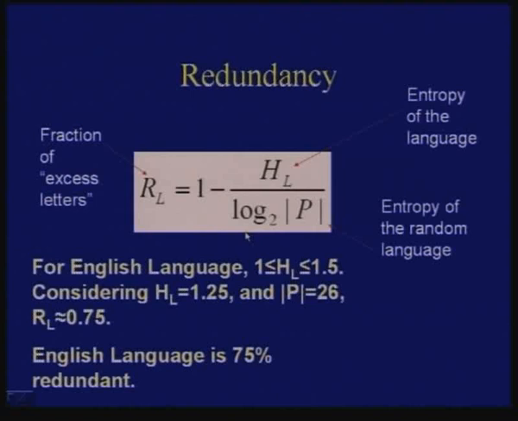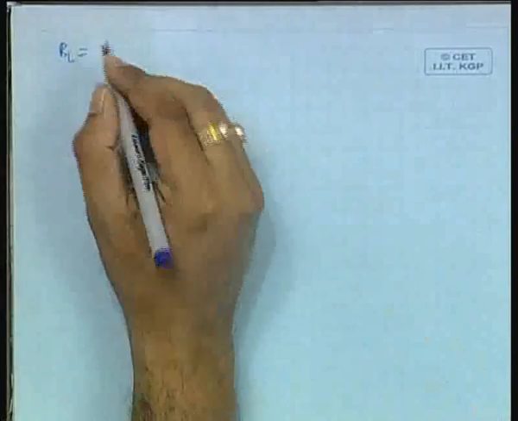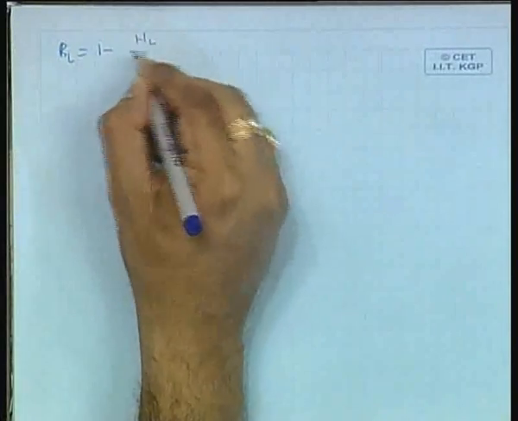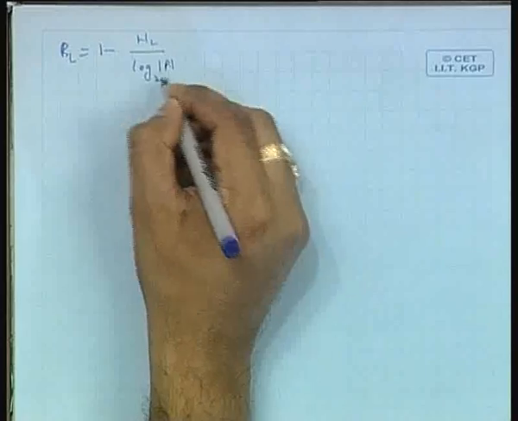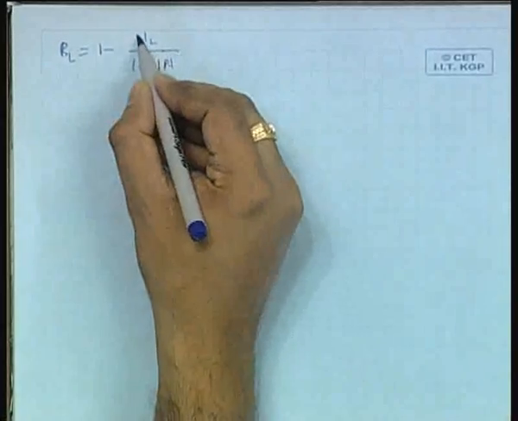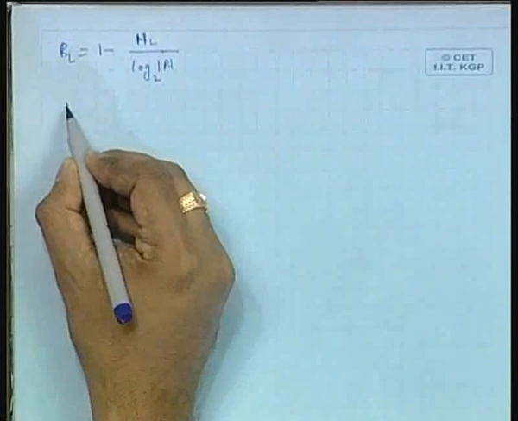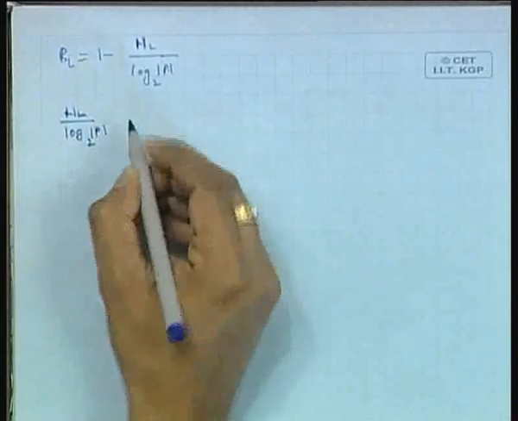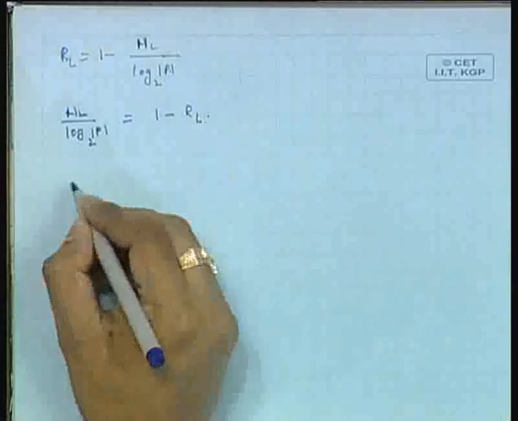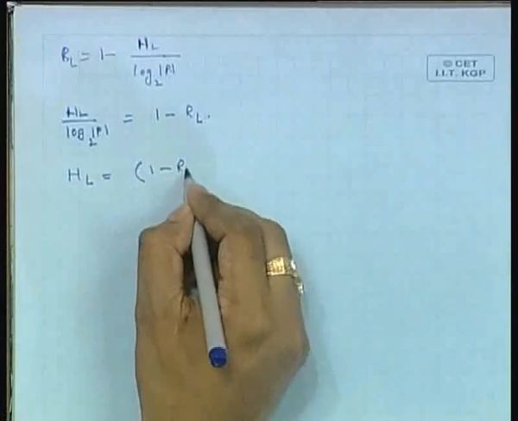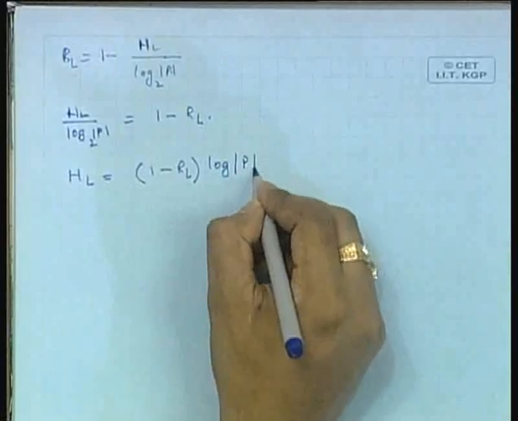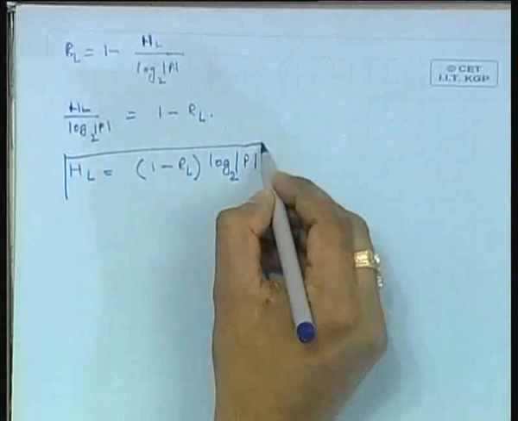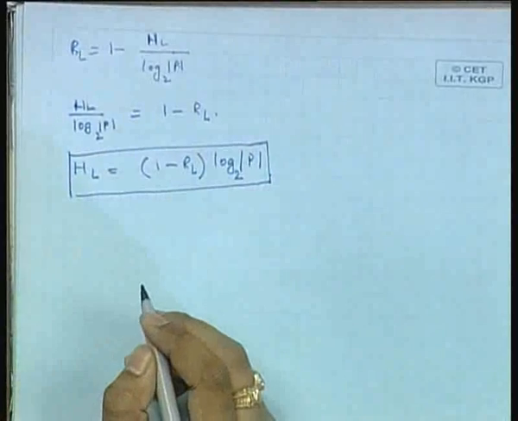Okay. So for example, let us consider this, that is 1 minus HL divided by log of cardinality of p base 2. Okay. So in that case, I can rearrange this as follows, because I will be using this later on. So I can write HL divided by log p base 2 is equal to 1 minus RL, right. So therefore, HL is equal to 1 minus RL into log of cardinality of p base 2. So we will just note this equivalent relation, because we will be requiring this result subsequently.